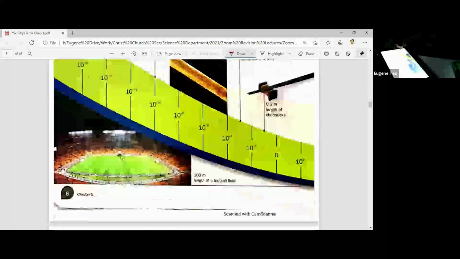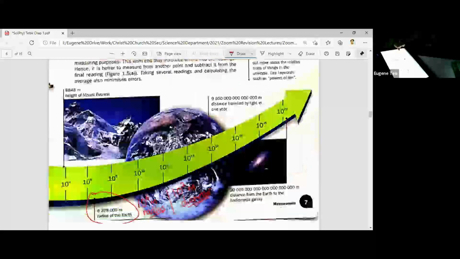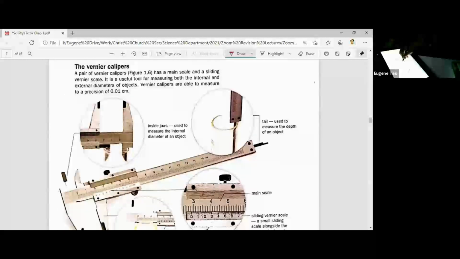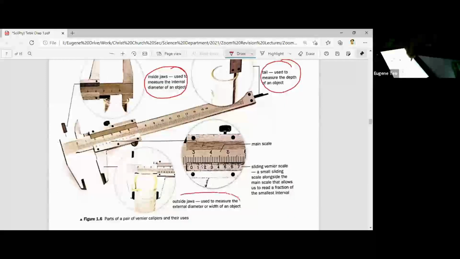Okay. Now, let's go to your vernier caliper. In terms of the practical uses, you can see here for the vernier caliper, we have the inside jaw. Okay, we have the tail used to measure the depth of an object. We have the outside jaw used to measure the external diameter. These three are good to know because you may use the vernier caliper, but in actual fact, most of the time, the vernier caliper questions that come out in the theory paper are about reading the measurement. Okay, so you need to know how to read the vernier caliper. So you will get something like this, and you need to know how to read it.